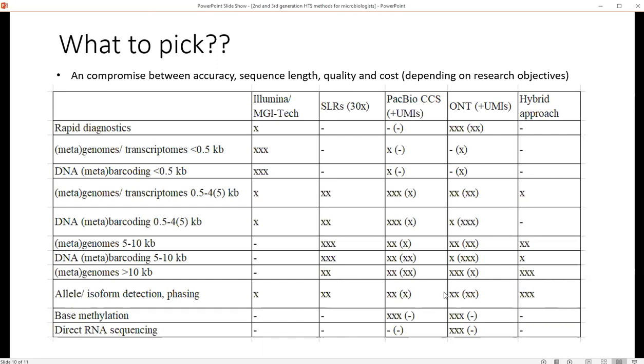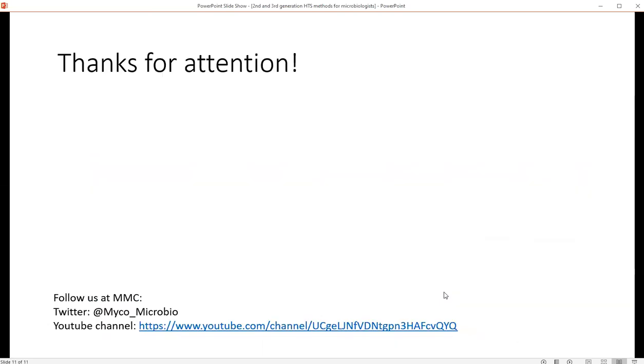Direct RNA sequencing is at present possible only with Oxford Nanopore technologies. So that's it. Thank you.